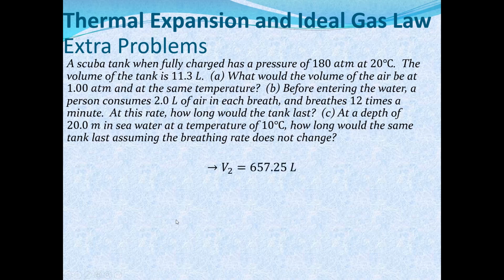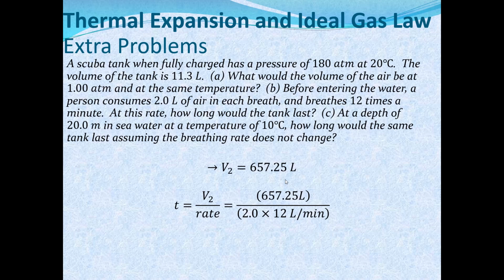Then with that, I get that the volume of the air is essentially about 660 liters. Using the same method that we did for part B, I just take this divided by 24 liters per minute, and I'm getting that the tank would last about 27 minutes. So in part B at atmospheric pressure, the tank was able to last for an hour and a half. Now it can barely last half an hour. So it essentially decreased by 2/3 of its initial value.